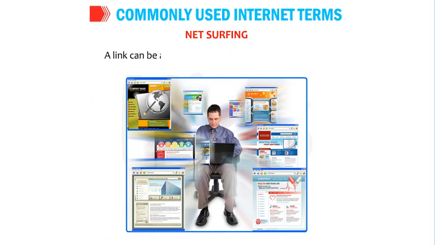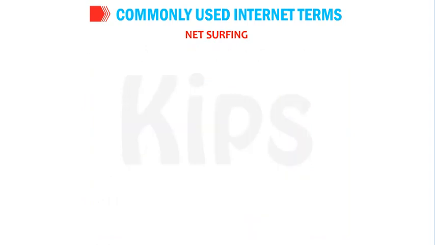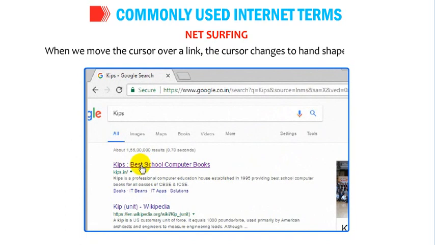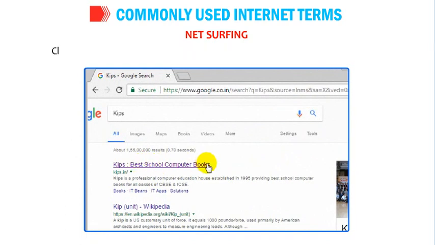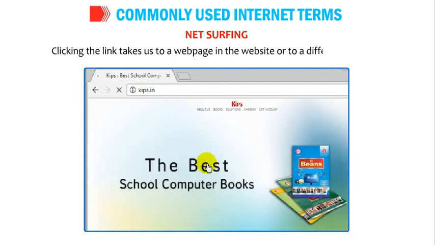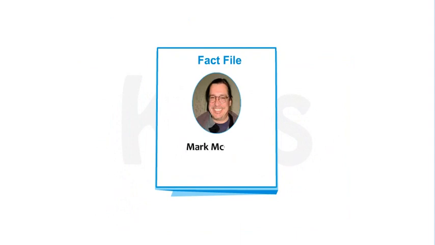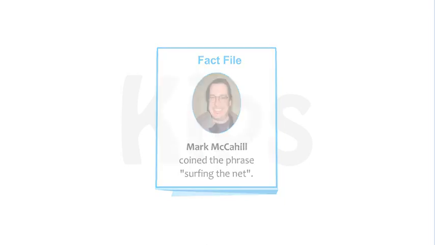A link can be a highlighted text, a button, or an image. When we move the cursor over a link, the cursor changes to a hand-shaped pointer. Clicking the link takes us to a web page in the website or to a different website. Okay, let me share the fact. Mark McCahill coined the phrase, surfing the net.